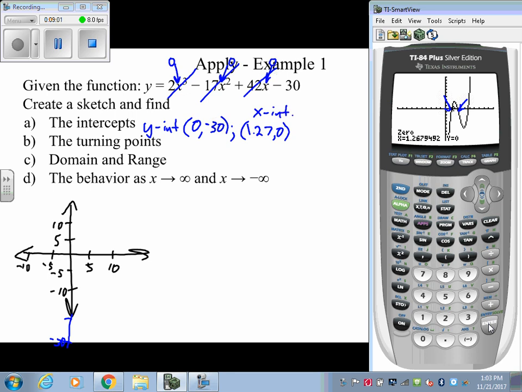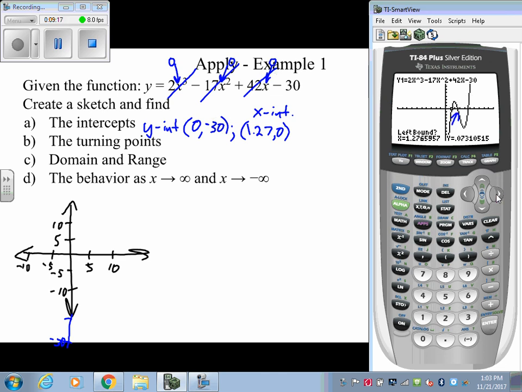I'm just squeezing these answers in wherever I've got room. I'm going to do this again. Second trace, and I'm going to do zero again. I will get rid of those little points. I'm going for the second one now, which is this one right here.